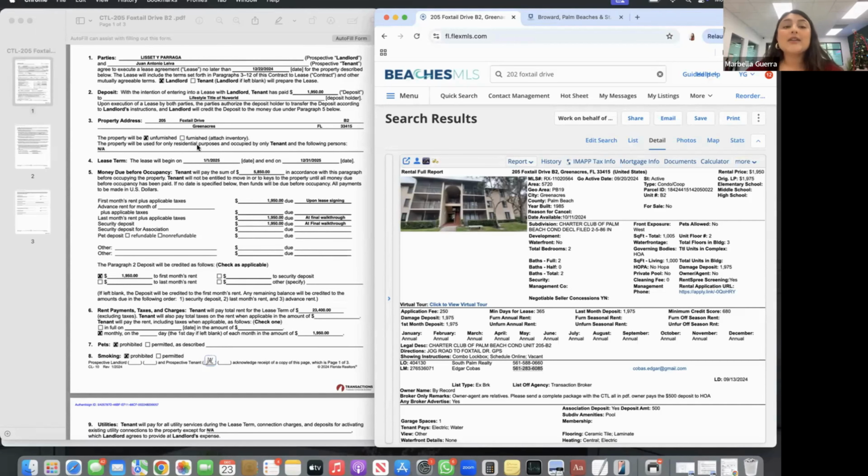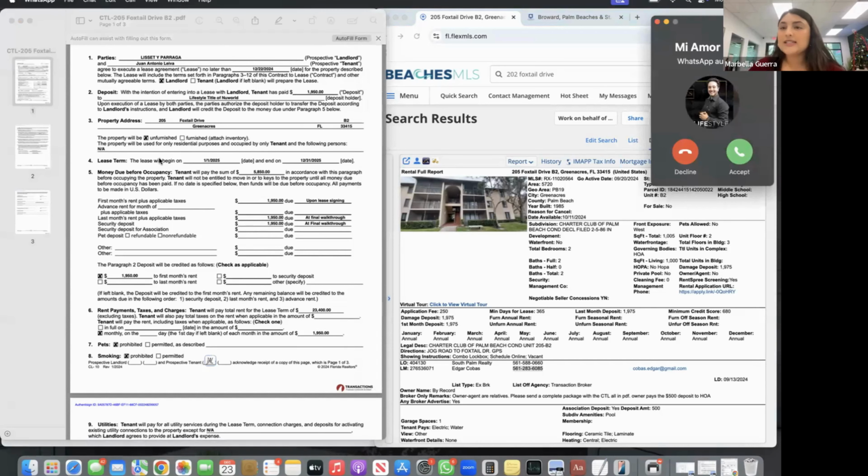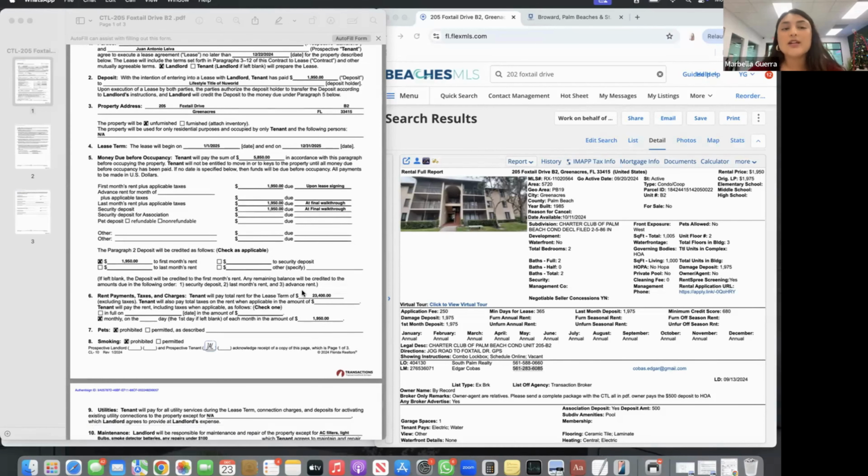Okay. And in this section, right below that, it says the property will be used for only residential purposes and occupied by only the tenant and the following persons. Usually in this section, you can put any minors if there are children. It's not absolutely mandatory, but it is something you guys can do. You can put the minors' information on there, or if there's anybody else that's not going to be on the actual lease, you can also place those people's information on there.